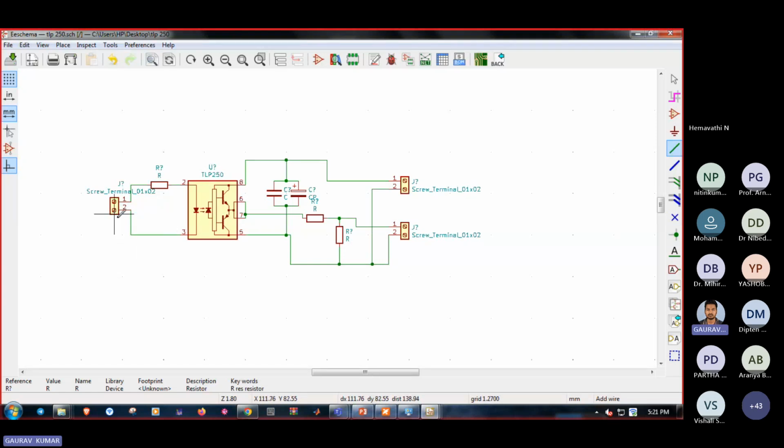The first terminal which I have shown to you is used for giving the input from the microcontroller pin, and this is the supply terminal to which I will apply 15 volt. And this is the output terminal from which we can take the output. The output we get is the amplified version of the input pulse. The input pulse peak which we are giving is around 3.3 volt peak. After amplification, I will get around 14 or 15 volt amplified peak. But the nature is the same.